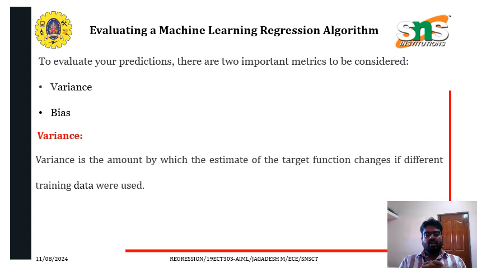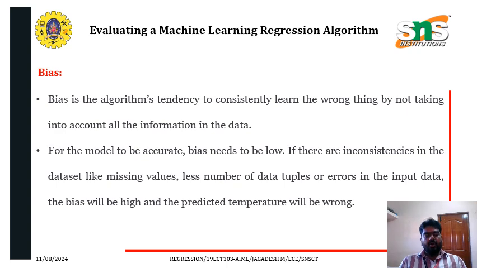Evaluate a machine learning algorithm. We have two evaluating metrics: variance and bias. What is variance? Variance is the amount by which the estimate of the target function changes if different training data were used. This is one of the metrics to be considered when you are evaluating the machine learning regression algorithm. And the next thing is bias.